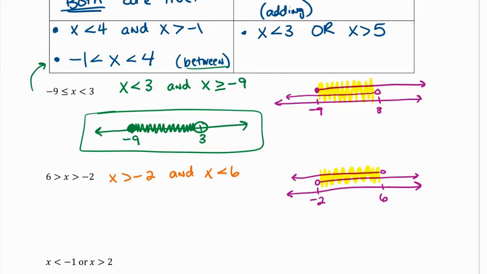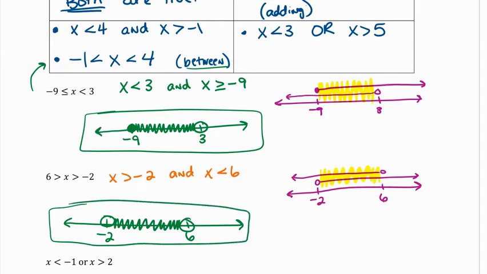So then when I go to make my final graph, I'll put a -2 there and a 6. Both of them are open circles this time, and then I shade in between. And again, you can always pick a test number there and see if that one works. But it's the same thing. 0 is greater than -2 and 0 is less than 6.